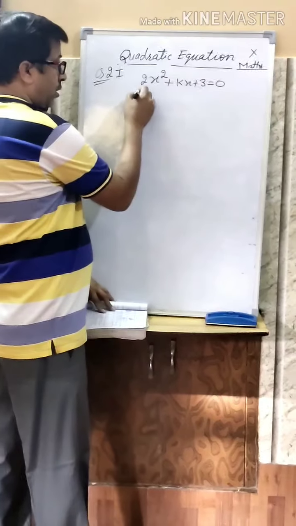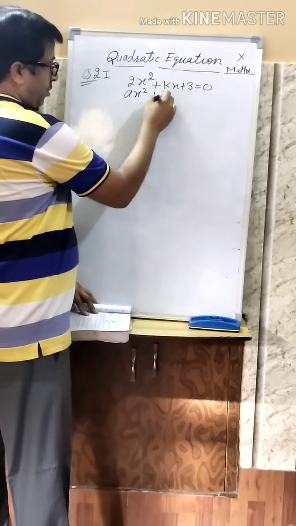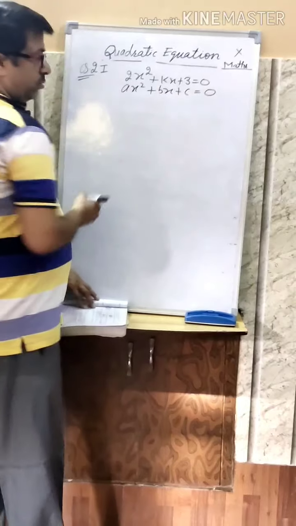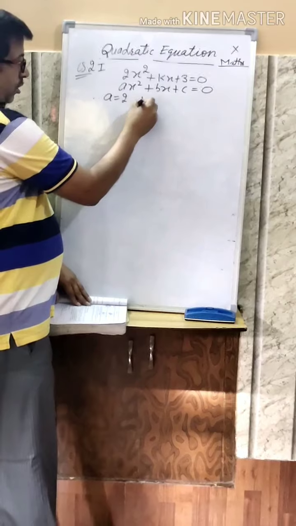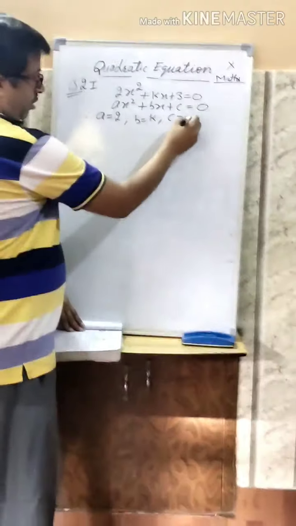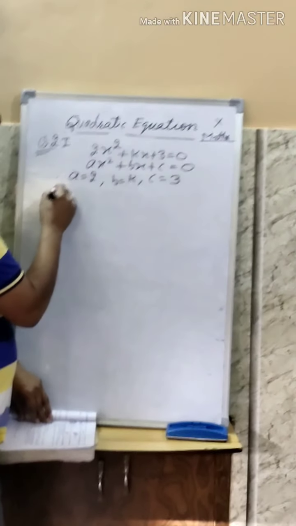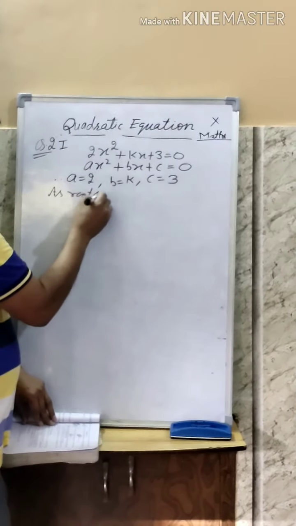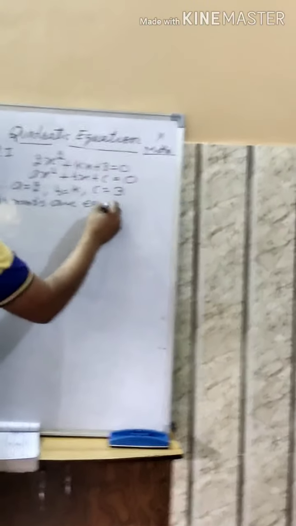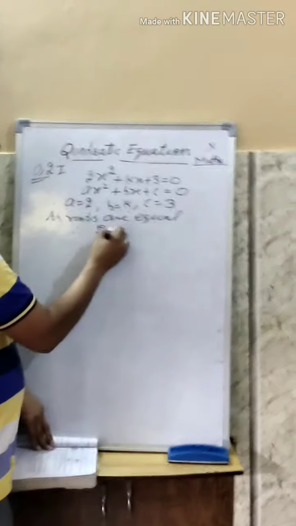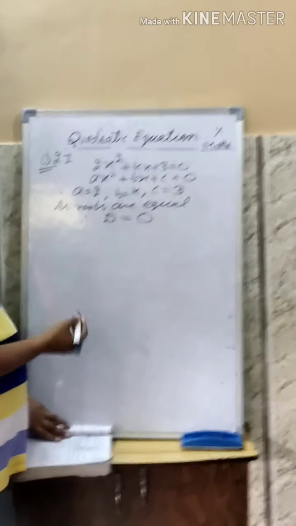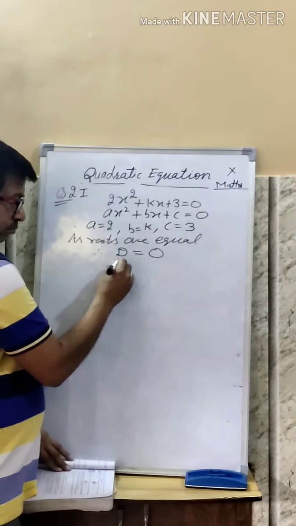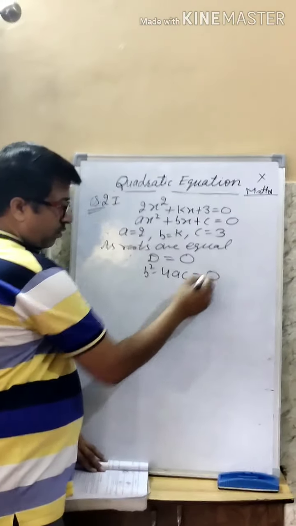So first you compare with the standard form, ax square plus bx plus c equal to 0. So there, what is a? a is 2, b is k, c is 3. So as roots are equal, the discriminant is equal to 0. So D means b square minus 4ac equal to 0.